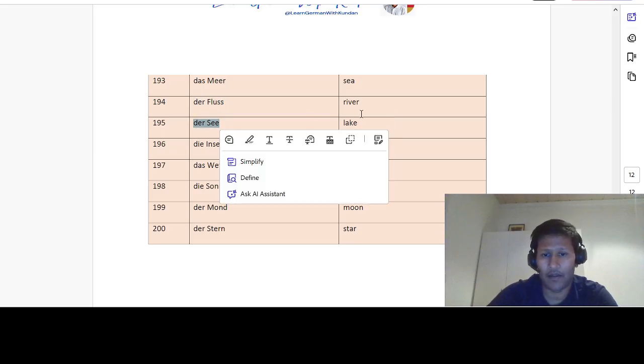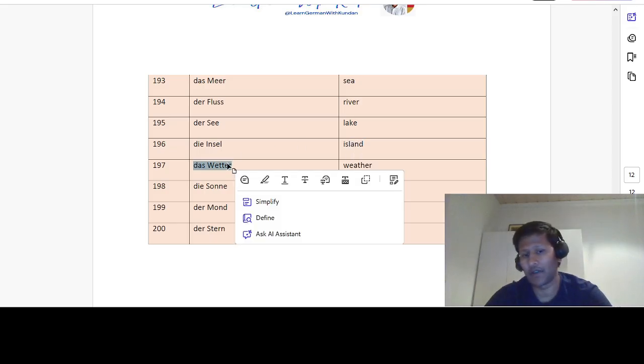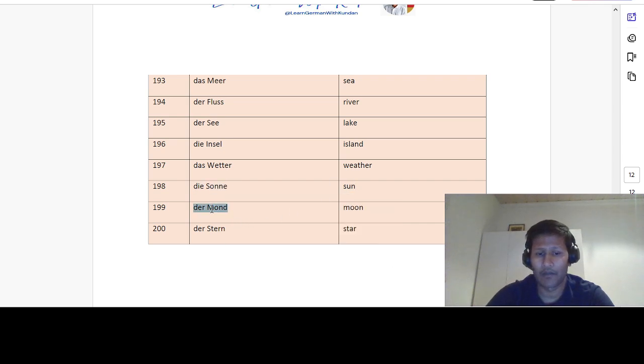Der See, lake. Yeah, der See. And then we have die Insel, island. Die Insel. And then das Wetter. This also we have seen, right? Weather. Die Sonne, sun. Der Mond, moon. Yeah, many we have already seen. So it should be quite easy to memorize these words. When we go to the next class, this will be really important, because when I make sentences, you will see many words from here. Okay, so der Stern, star.